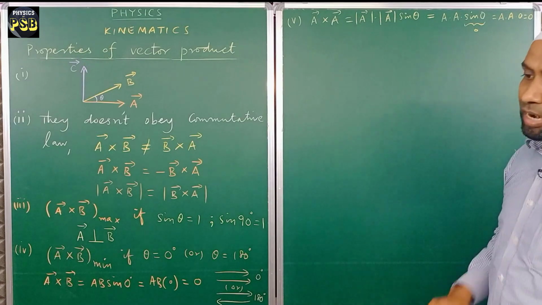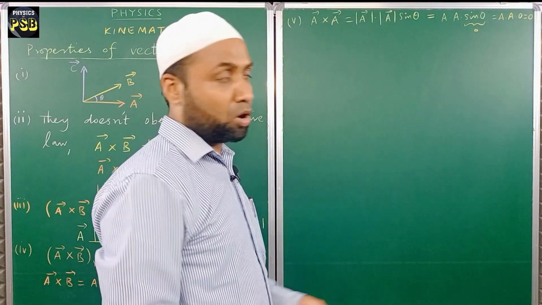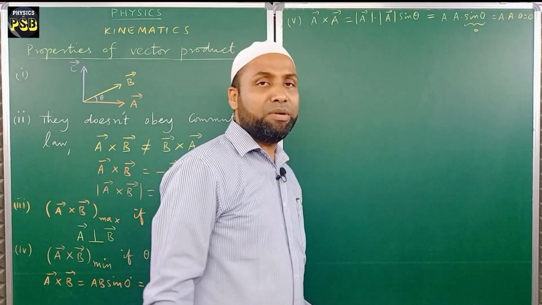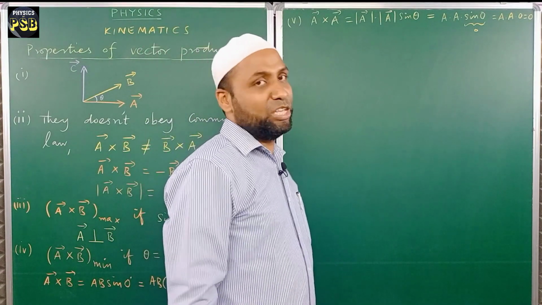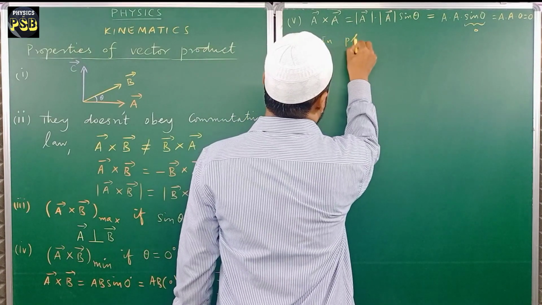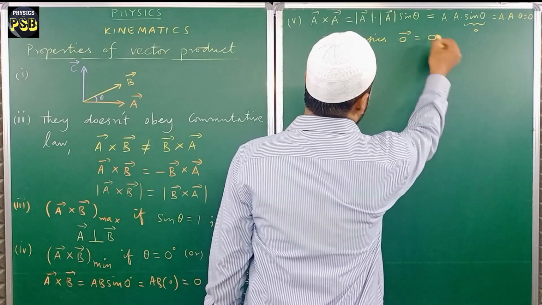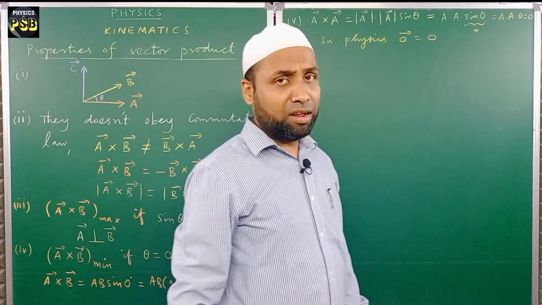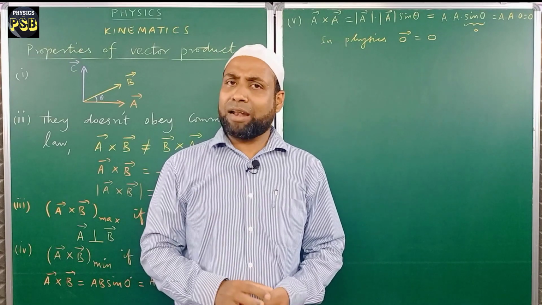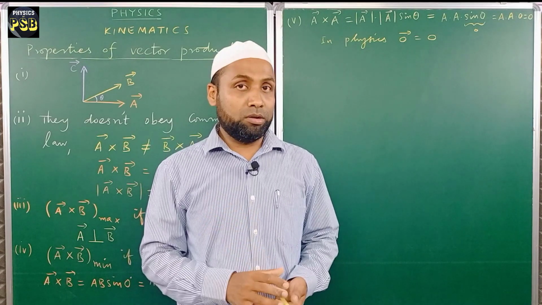This clearly shows that the self cross product is equal to 0, which can be represented as a 0 vector. In physics, 0 vector is represented as 0. What is a 0 vector? 0 vector is nothing but a vector whose magnitude is equal to 0 and the direction is unknown.